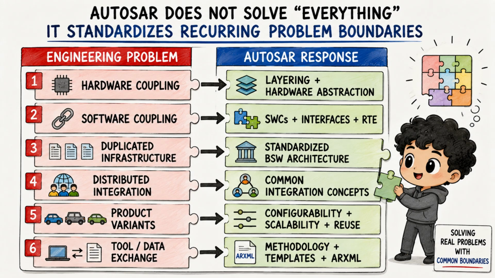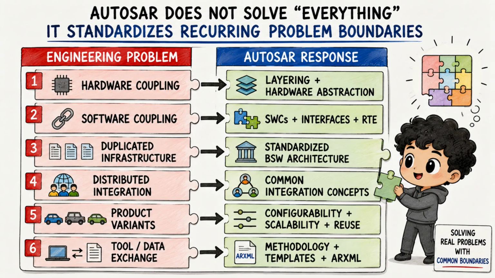Now put all 6 problems together. Problem 1. The application is tied unnecessarily to hardware. AUTOSAR response: layered architecture and hardware abstraction. Problem 2. Software components depend directly on each other's implementation. AUTOSAR response: software components, defined interfaces, and the RTE. Problem 3. Every ECU reinvents common infrastructure. AUTOSAR response: standardized basic software architecture.